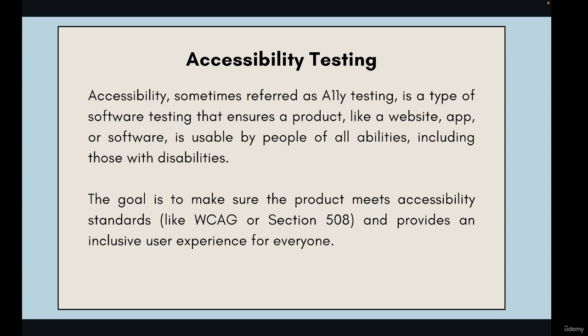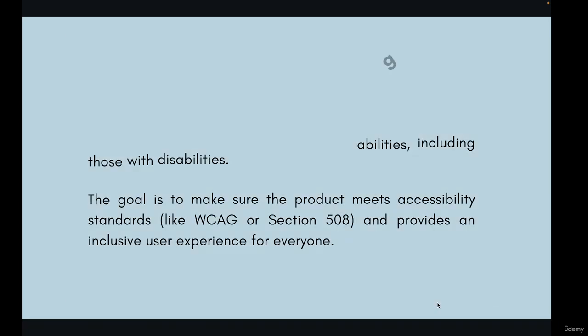A11y is a type of software testing that ensures a product, like a website, app, or software, is usable by people of all abilities, including those with disabilities. By disabilities, I mean visual disabilities like color blindness, low vision, full total blindness, or cognitive or learning disabilities like ADHD, dyslexia, autism, things like that. So the goal is to make sure that the product meets accessibility standards like WCAG or Section 508 and provides an inclusive user experience for everyone.